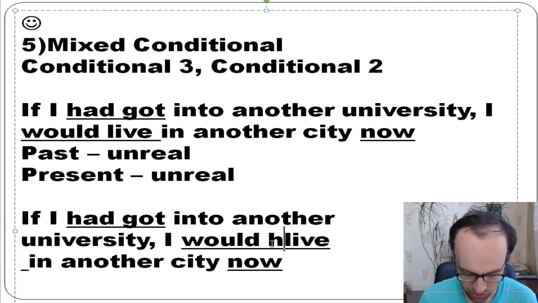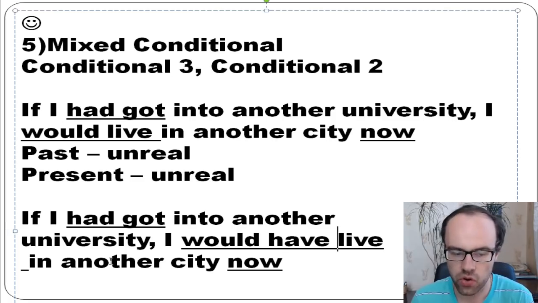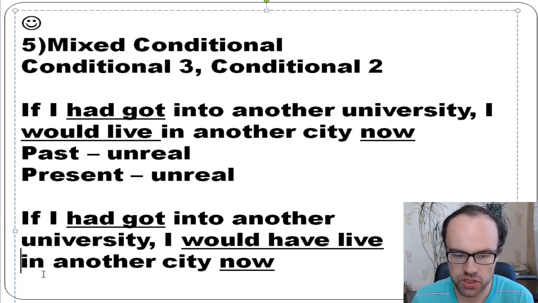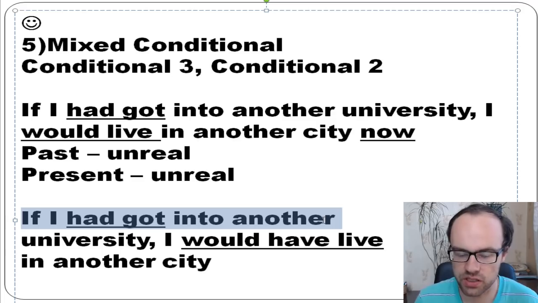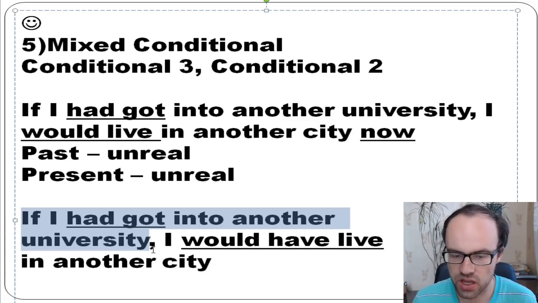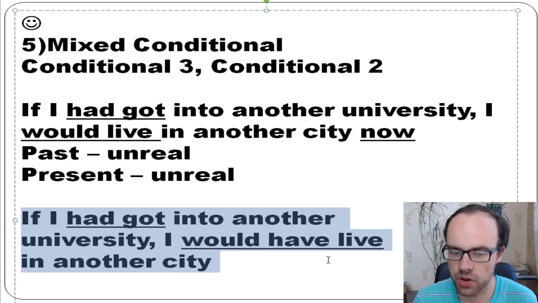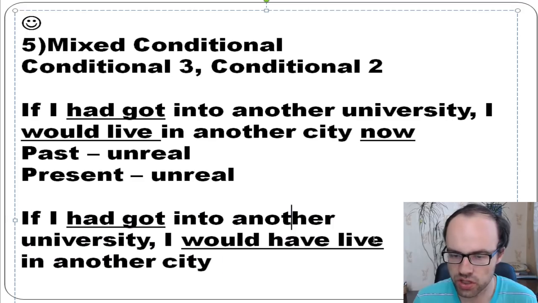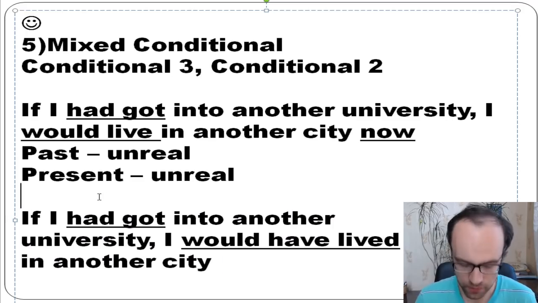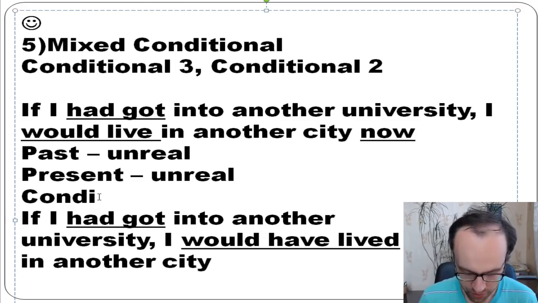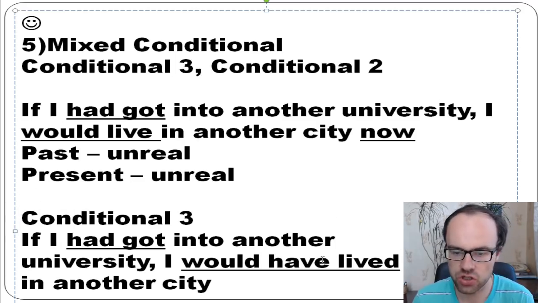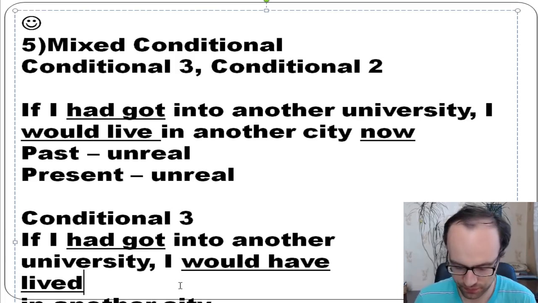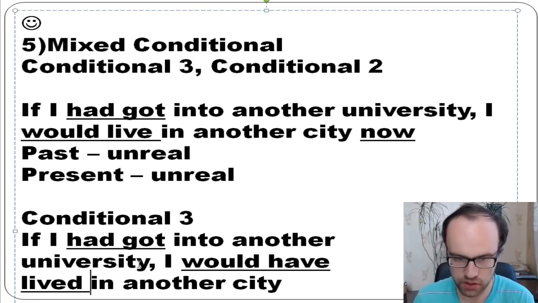So look, if we didn't have now, maybe if it's about the past, if the first part of the sentence is about the past and the second part is about the past, you can use the third conditional for both parts. Look, okay? Please have a look.